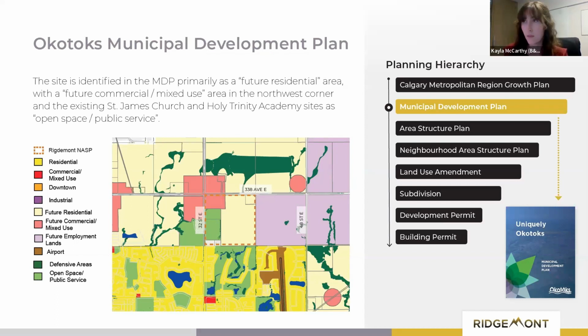In this case, the plan area is identified as open space and public service, where the school and the church are located, has a future commercial mixed use area identified in the northwest corner, and the remainder is identified as future residential. So the NASP will be in alignment with this.